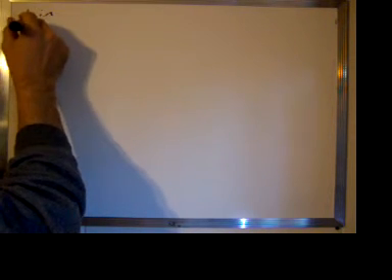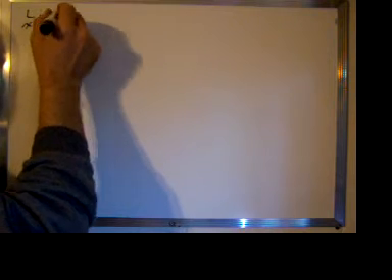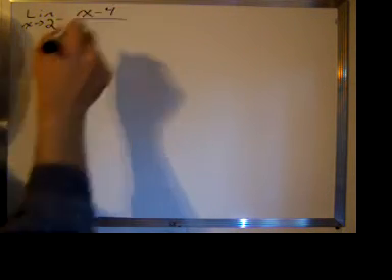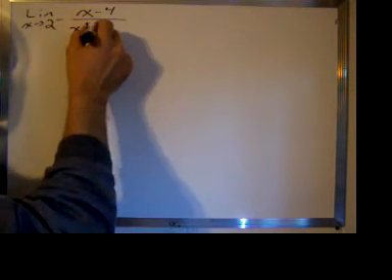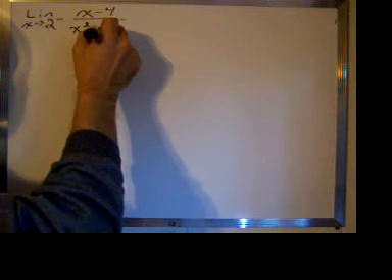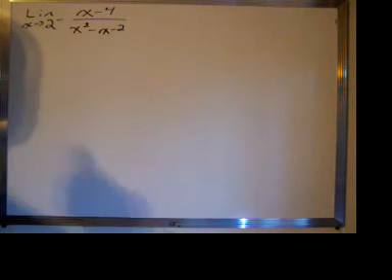Morning. Today we're going to evaluate a one-sided limit and look at it and talk about what it means. So we have the limit as x approaches positive 2 from the left of (x - 4) over (x squared - x - 2). So we look at the form of the limit.